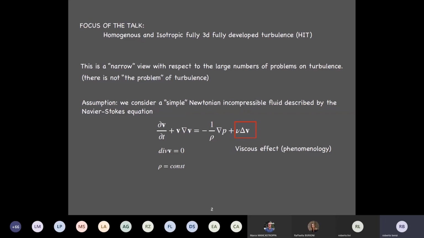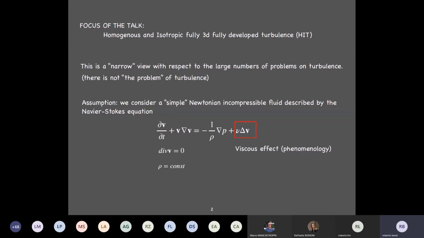This is, somehow, a narrow view with respect to many problems that you have in turbulence. And in fact, I am among the people who don't believe that there is just a unique problem concerning turbulence. Now, our starting point, even in this narrow view, is that we consider a simple Newtonian incompressible fluid, which is described by the Navier-Stokes equation.